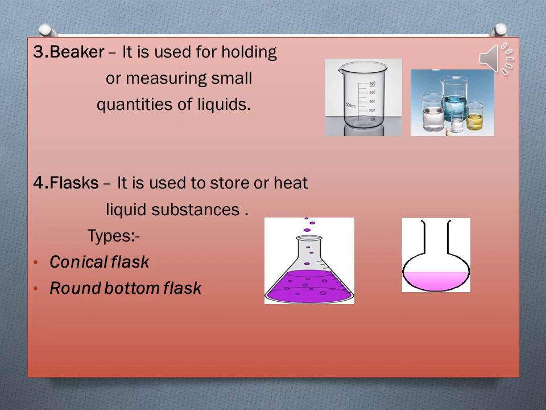Flask is used to store or heat liquid substances. Flasks are of two types. First one is the conical flask, second one is the round bottom flask. Now children, based on their shape only these names are given. The flask which is in cone shape, that is known as conical flask. The flask which is in round shape, they are known as round bottom flask.